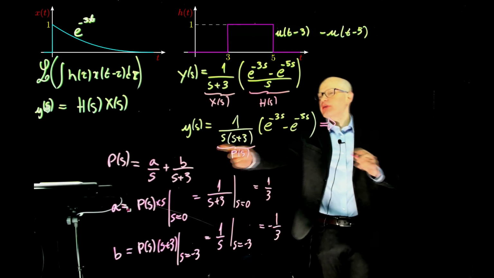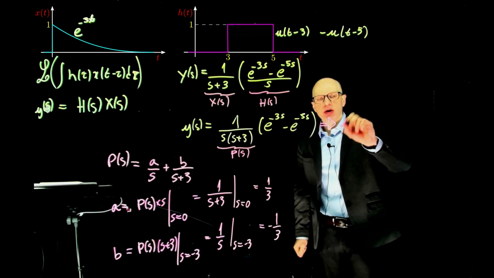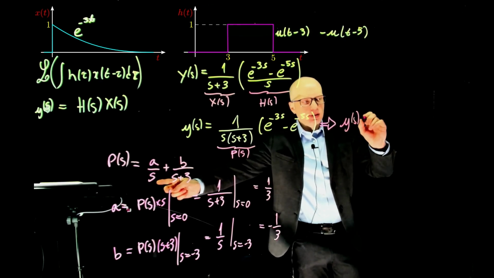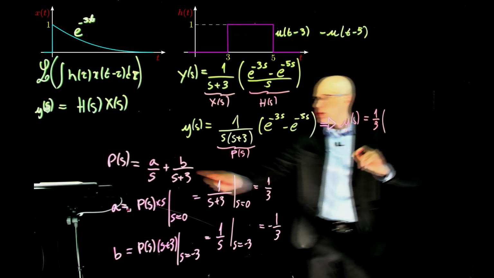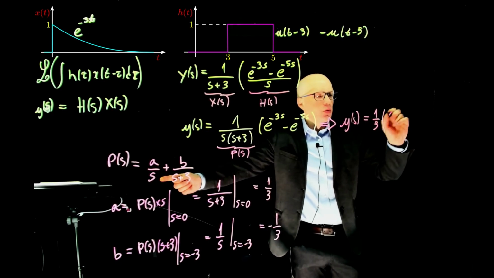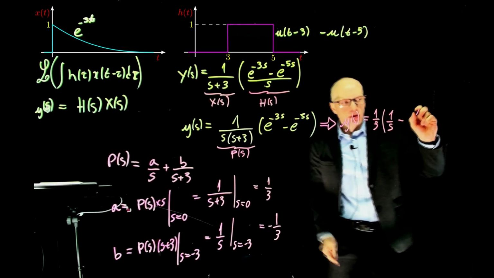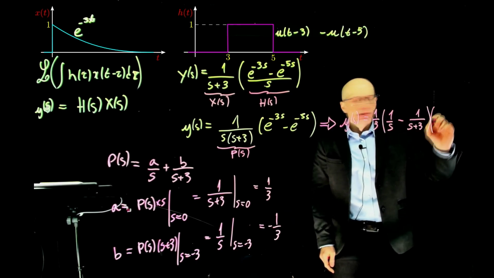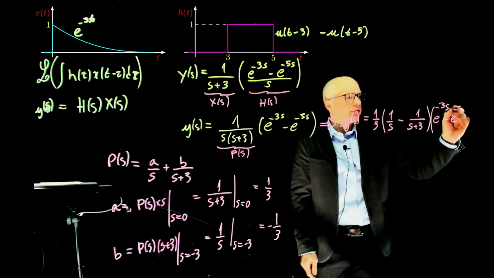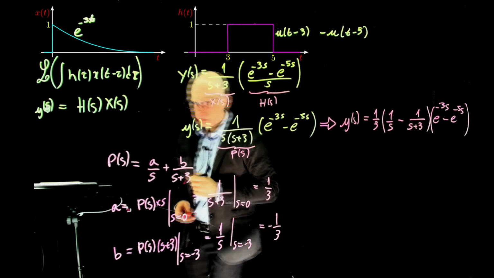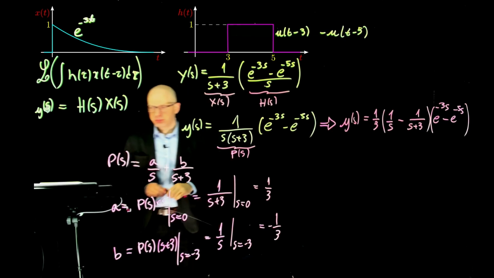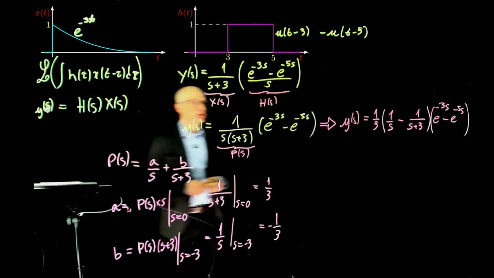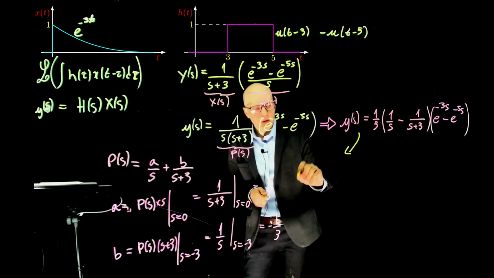Okay, so now Y of s can be expanded using this. So Y of s now becomes 1/3 of s. 1/3 here replaces A, so 1/s minus 1/(s plus 3). I just factored out 1/3, times exponential of negative 3s minus exponential of negative 5s. Okay, now we are ready to take the inverse Laplace. And the inverse Laplace of Y of s is y of t.